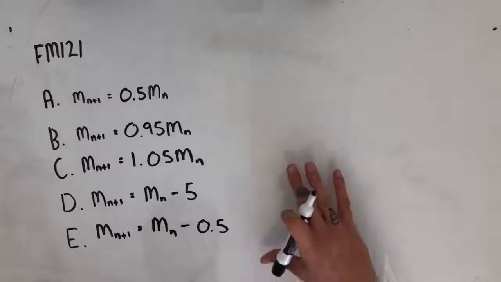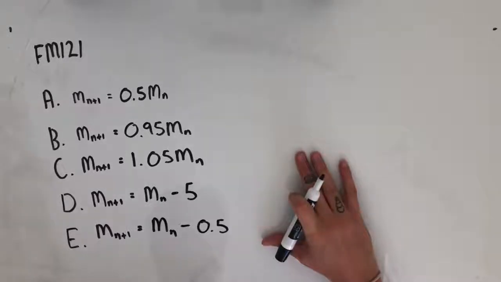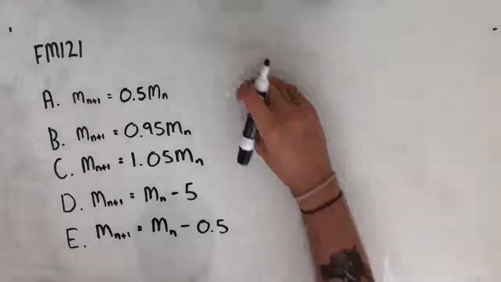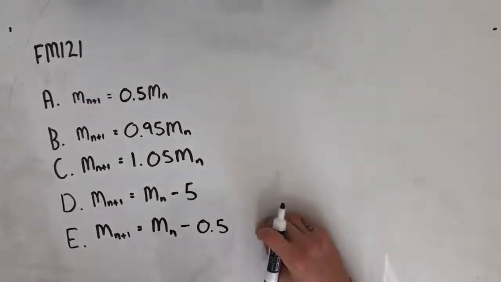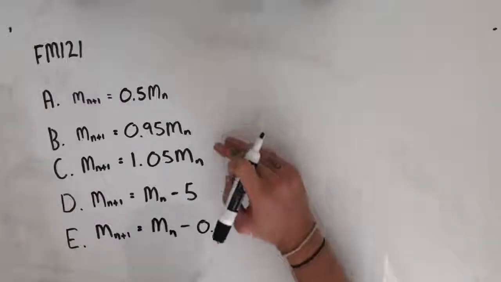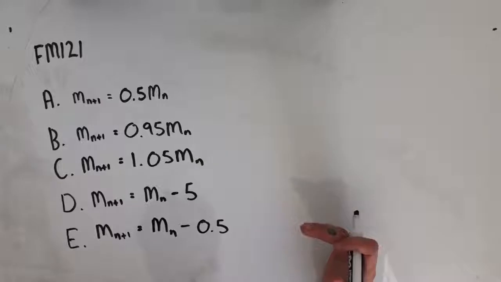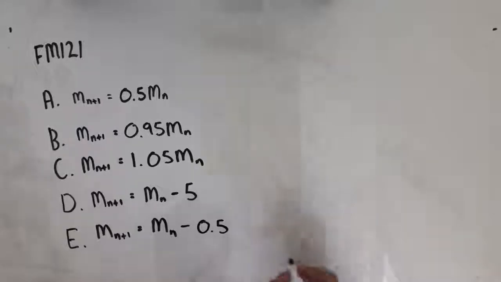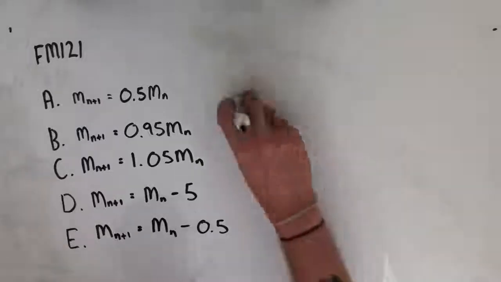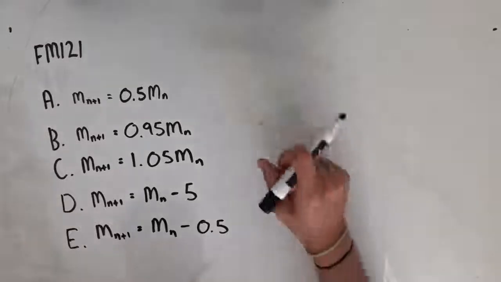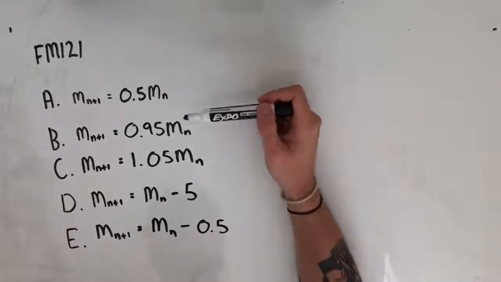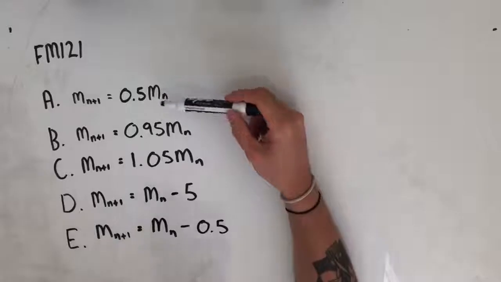Now, what I've found to be the most effective method for studying towards answering these types of questions is actually understanding what each of these recurrence relations would actually be doing. So we'll start with option A. So in A we've got mn plus 1 equals 0.5 mn.